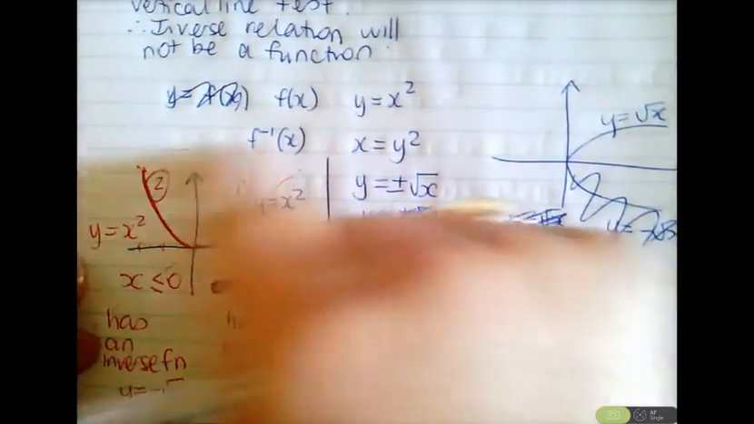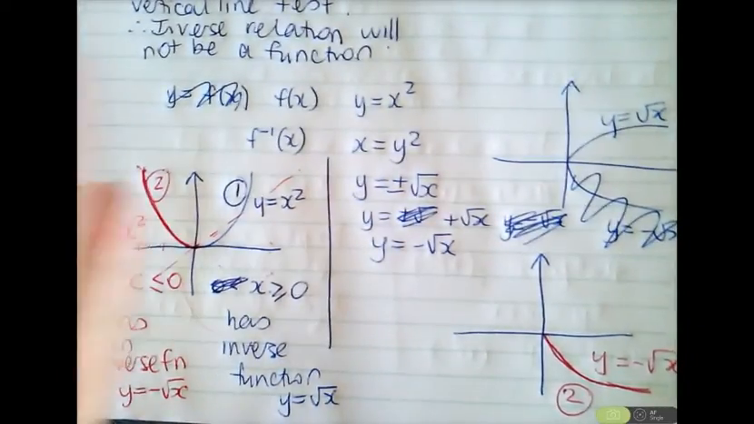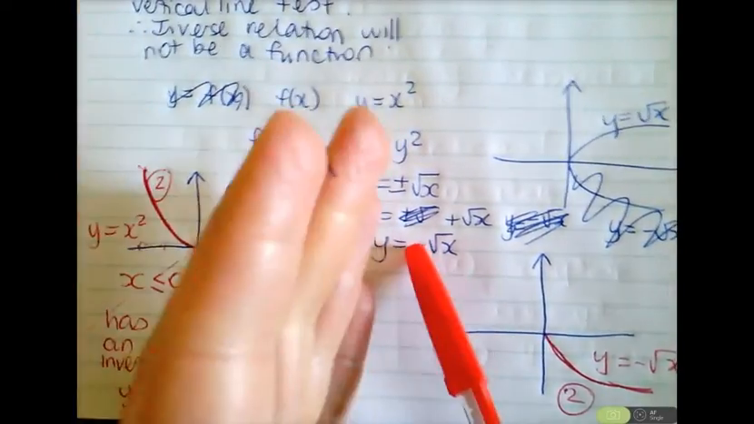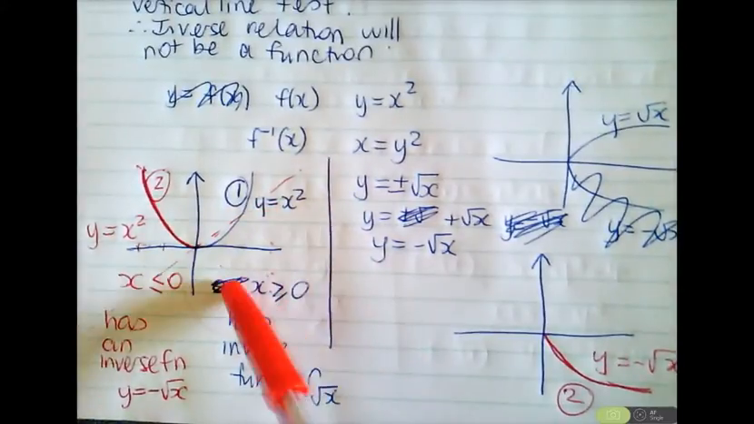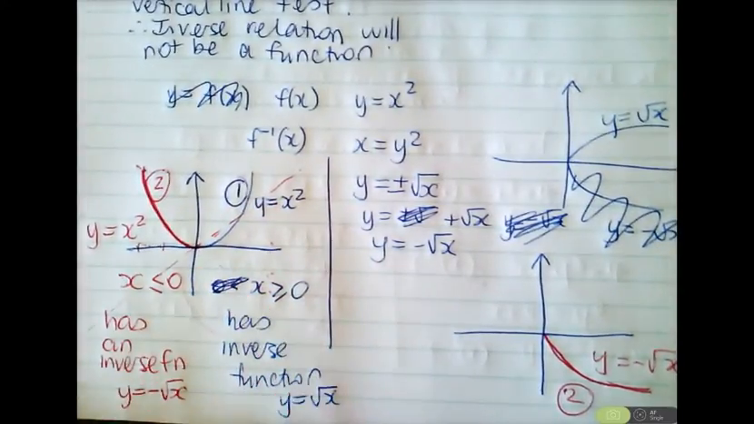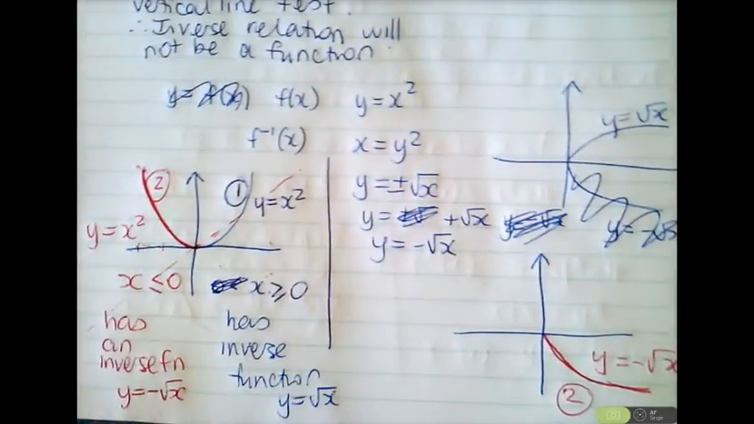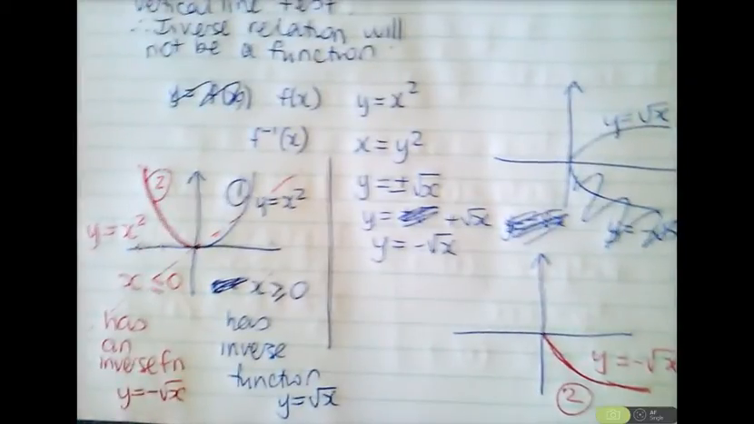So if something doesn't pass the horizontal line test, you can just say, yep, I'm going to consider that function, but just for these values. So y equals x squared for x greater than or equal to 0 will have an inverse function. And y equals x squared for x less than or equal to 0, only considering that, will also have an inverse function. Okay.